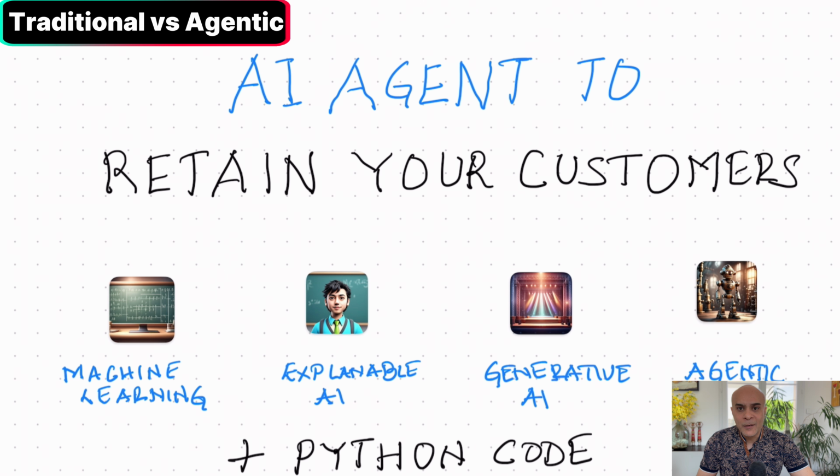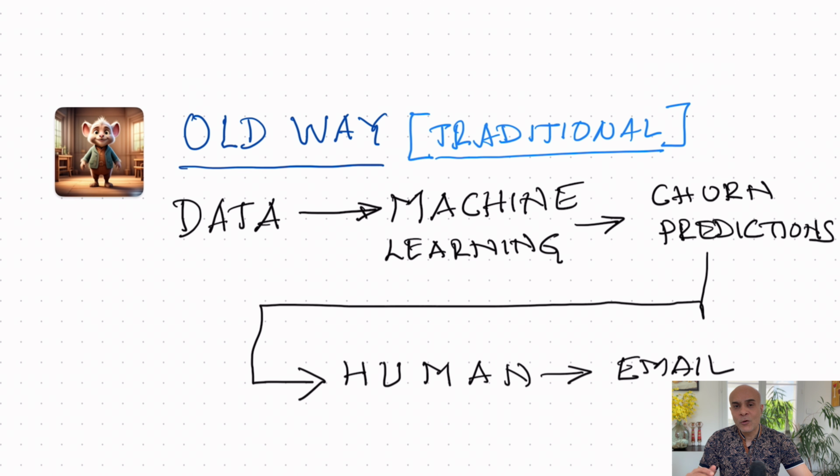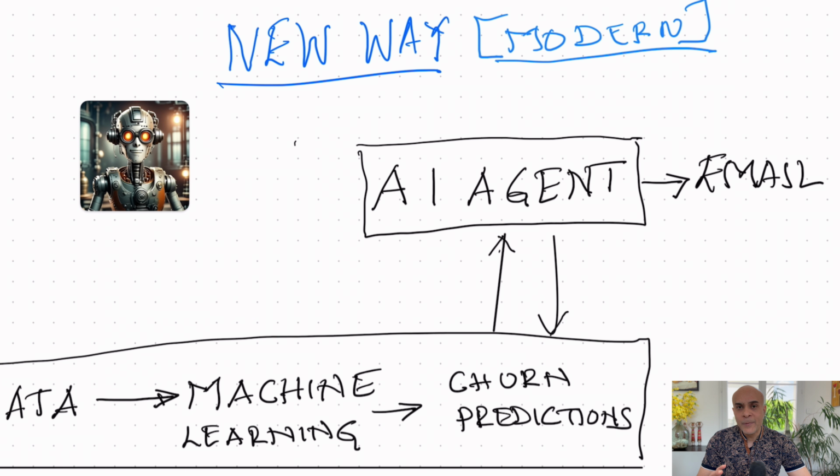Now, retaining customers is also called churn prediction. The traditional approach involves building a machine learning model to predict which customers are likely to churn. Then this list of customers is handed over to a human who is going to manually create emails to retain these customers. However, the modern approach is based on agentic AI, which tries to automate the complete end-to-end process. The agent is going to review churn predictions which are generated by the machine learning model and then automatically draft personalized emails in order to retain those customers.